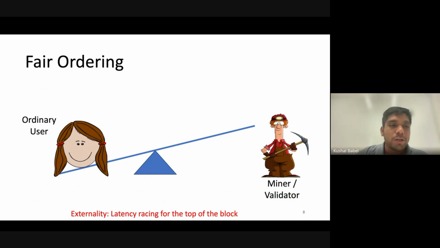But validators have no incentive to opt into this system. There's some other externality as well about latency racing, which I'll talk about in the context of prof as well.